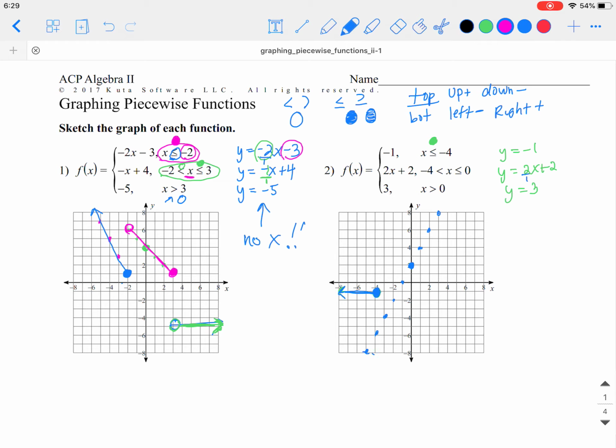Okay, so now what do we got going on here, right? I got an open circle, I got a closed circle. So where am I going to actually put these numbers? I am going to put an open circle on -4 and a closed circle on 0. So I'm going to go ahead, I have an open circle on -4, so I'm going to follow this blue line, and I have a closed circle on 0.